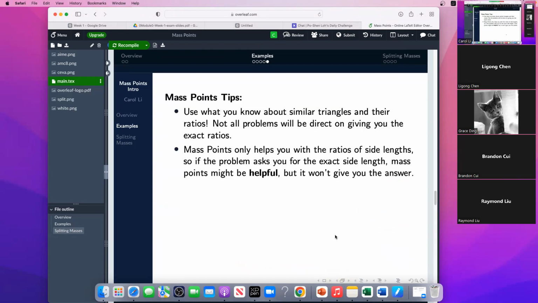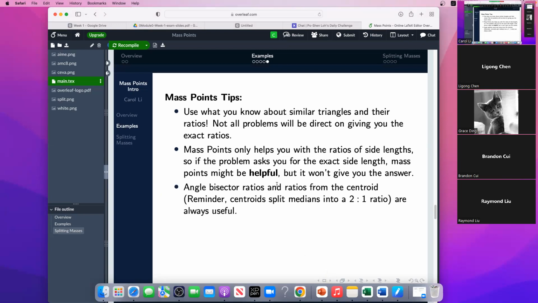Mass points only helps you with the ratios of side lengths. So if the problem asks you for the exact side length, as you saw here, we couldn't use just that ratio. We had to use some of the other information given, or something different, because mass points won't give you the exact answer. But it might still be helpful, so you shouldn't just cross it out. If it asks you for the exact side length, don't immediately think that mass points will work.